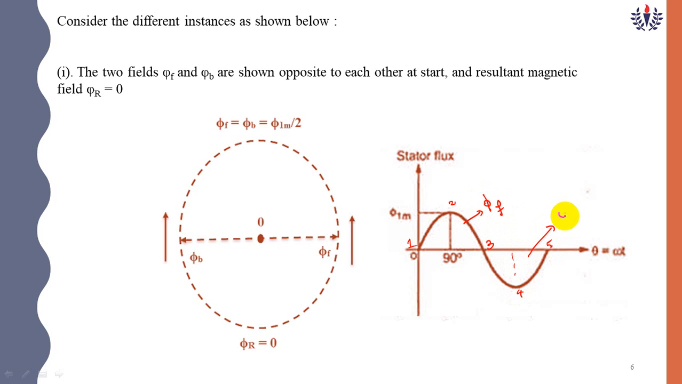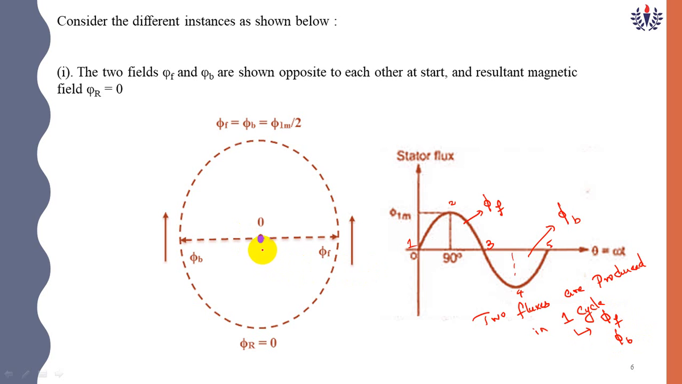In this portion there will be phi b. So there are 2 fluxes produced in one cycle. What are the fluxes? One is phi f, another flux is phi b.